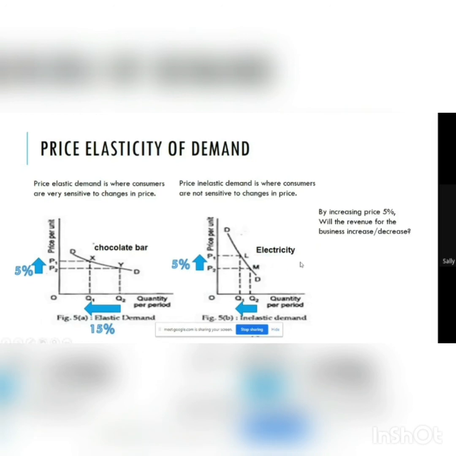So my question is, by increasing the price by 5%, will the revenue for the business increase or decrease? For example, if Kit Kat increased the price by 5%, then the demand, the number of units of products sold, reduced by 15%. Do you think the revenue for Kit Kat is increasing or decreasing?